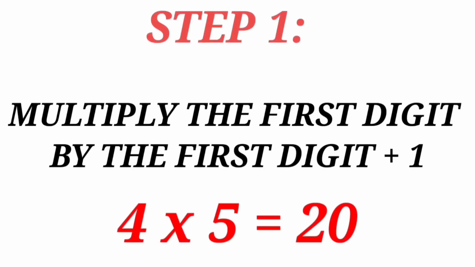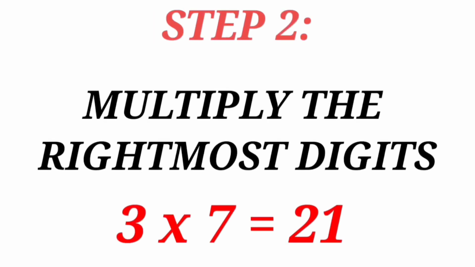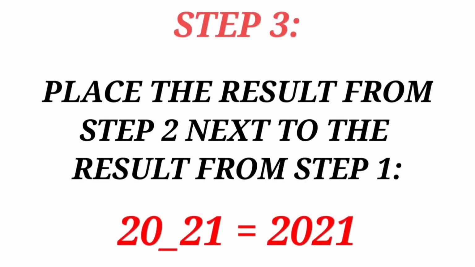Step 1. Multiply the first digit by the first digit plus 1. The first digit is 4, so 4 multiplied by 5 is 20. Step 2. Multiply the rightmost digits. So, 3 multiplied by 7 is 21. Step 3. Place the result from step 2 next to the result from step 1. So 20 and 21 will become 2021, which is the desired answer.